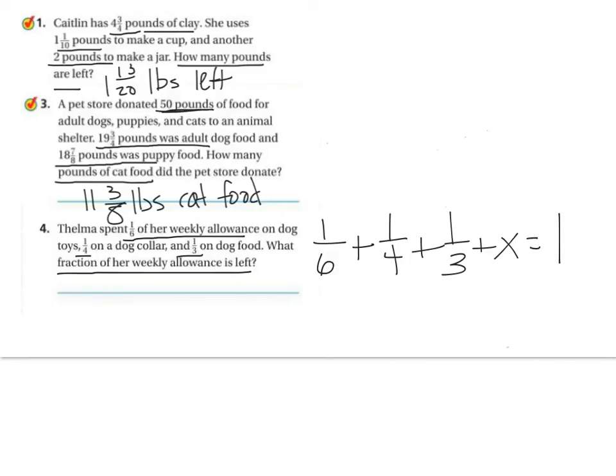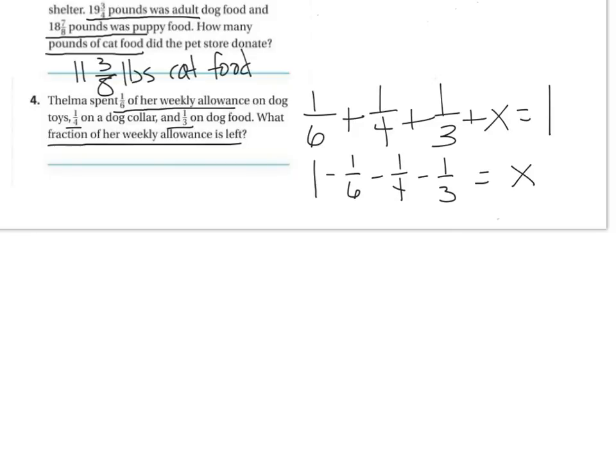Finally, I'm going to ask myself, what strategy could I use? Well, if I'm going to start with one weekly allowance and I'm going to subtract each of the pieces she spends, that should leave me with that missing amount of her weekly allowance. I'm just going to start by working my way down the line. So I have 1 minus 1/6. Well, I'm going to write my whole as 6/6. That way I have a common denominator. 6/6 minus 1/6 is 5/6.